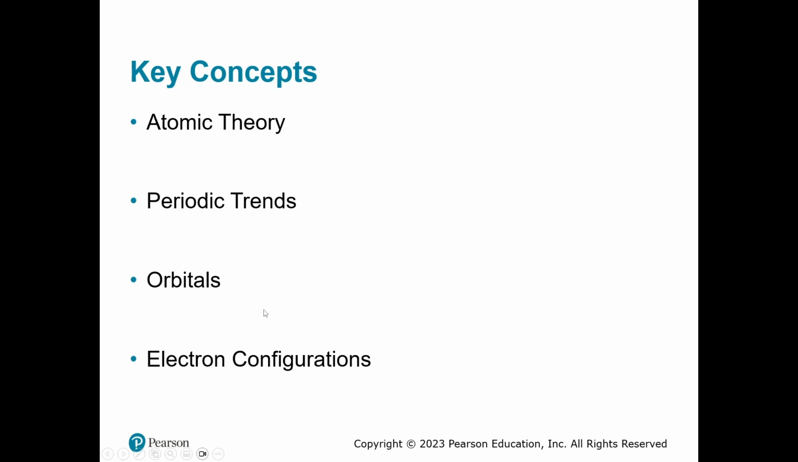You do need to know how they're energetically arranged. So you should know that the 4s orbital comes before the 3d orbital, but the 4p orbital comes after both of them. You need to know that so that you can do your electron configurations and your orbital configurations or orbital diagrams.